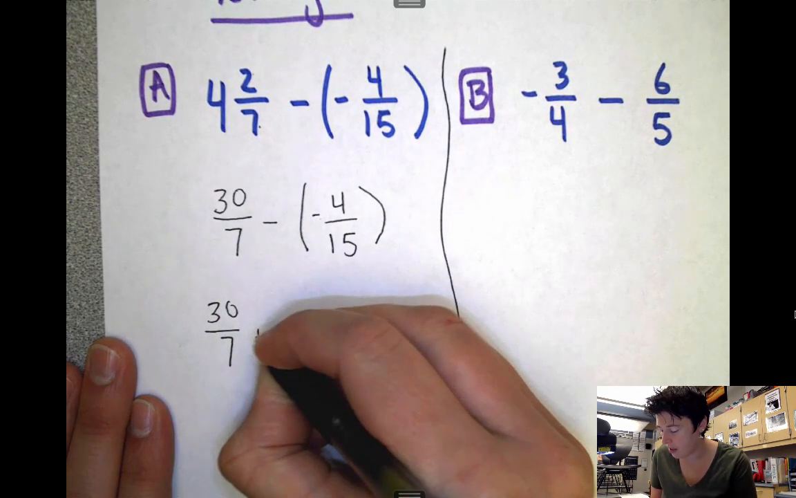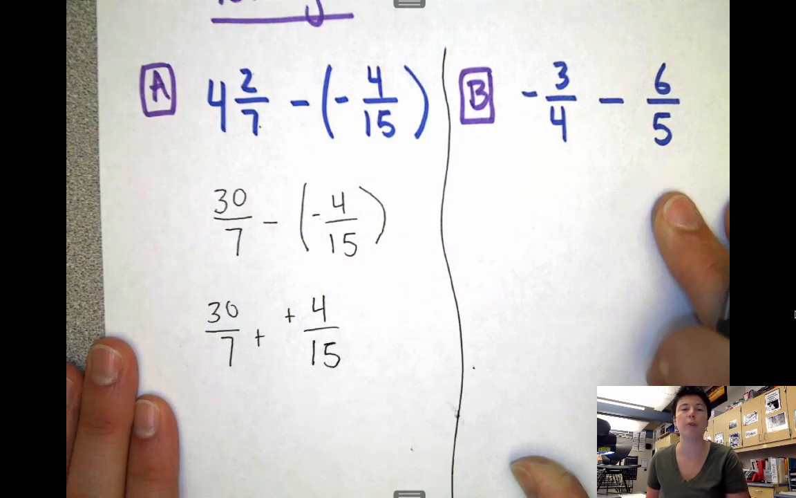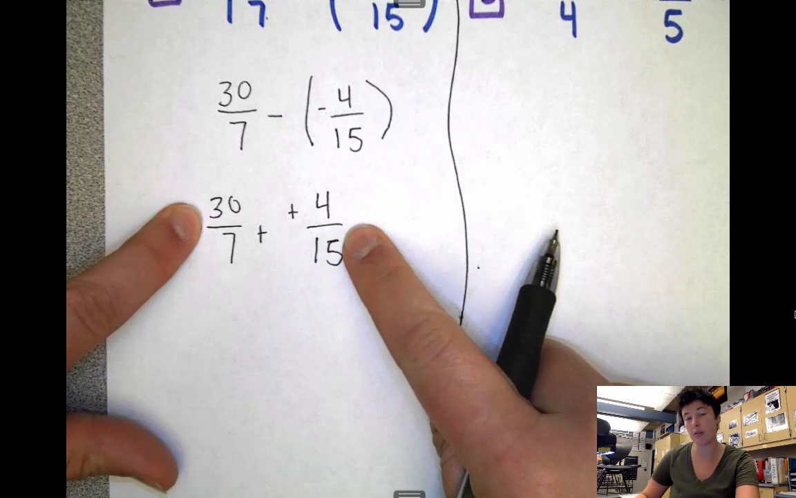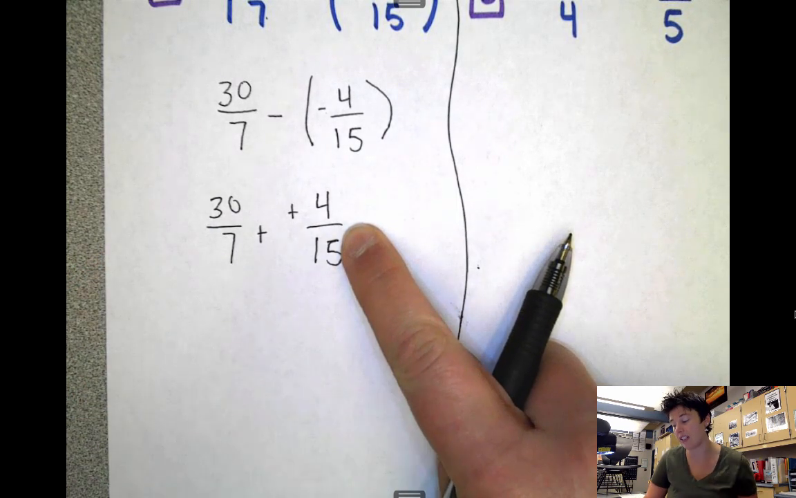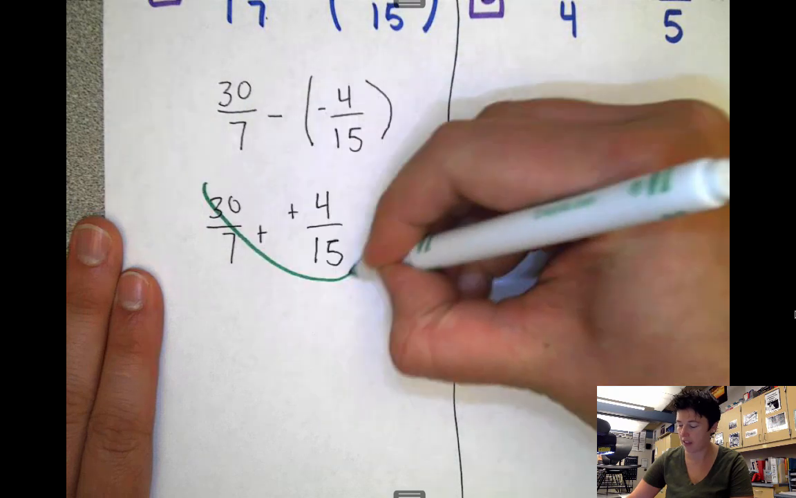Change the inside. Plus 4/15. Awesome. We're adding. They're both positive now, so the answer is going to be positive, and they're both being added together, so we just have to add our numbers. This is good. But I need a common denominator, so I'm going to butterfly effect this thing.